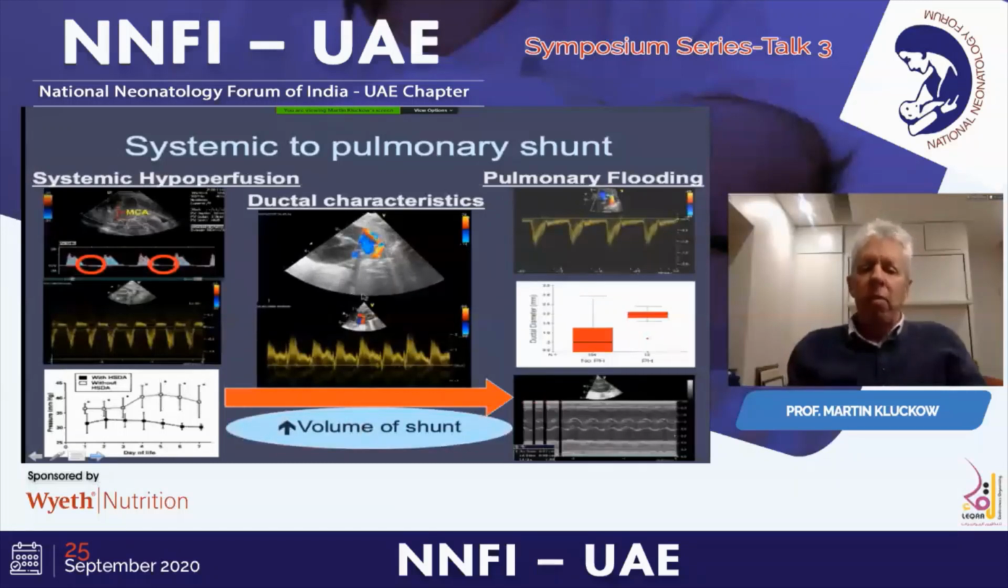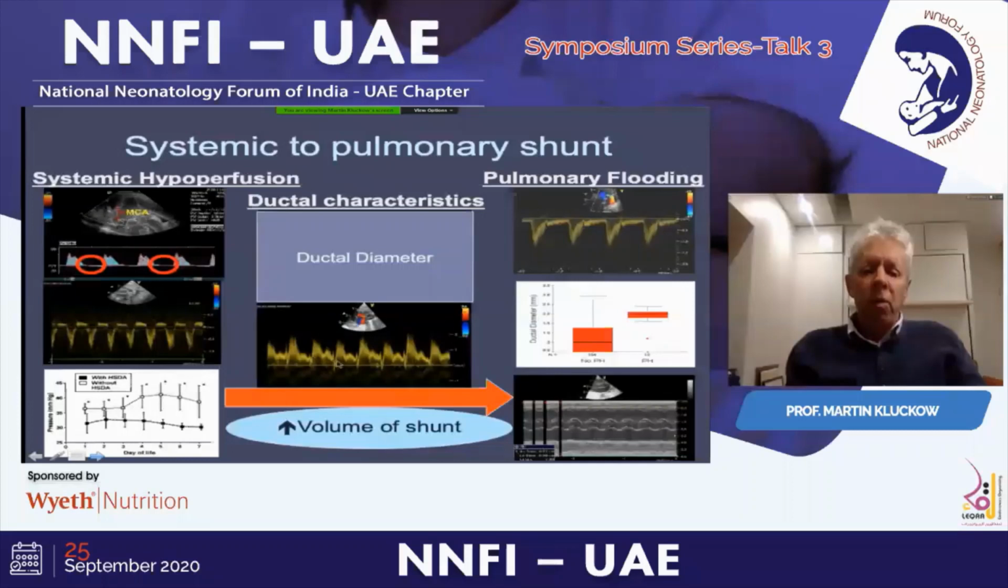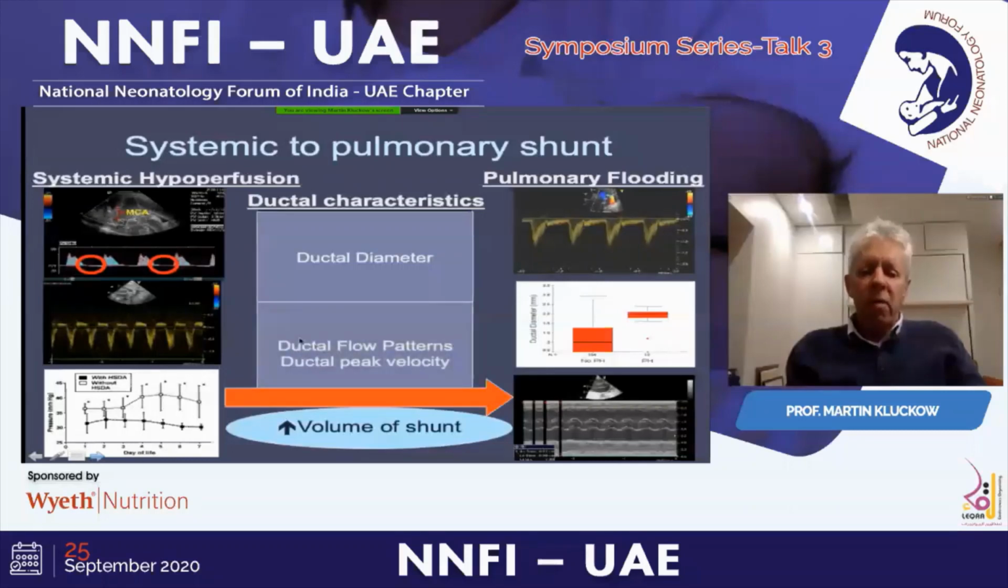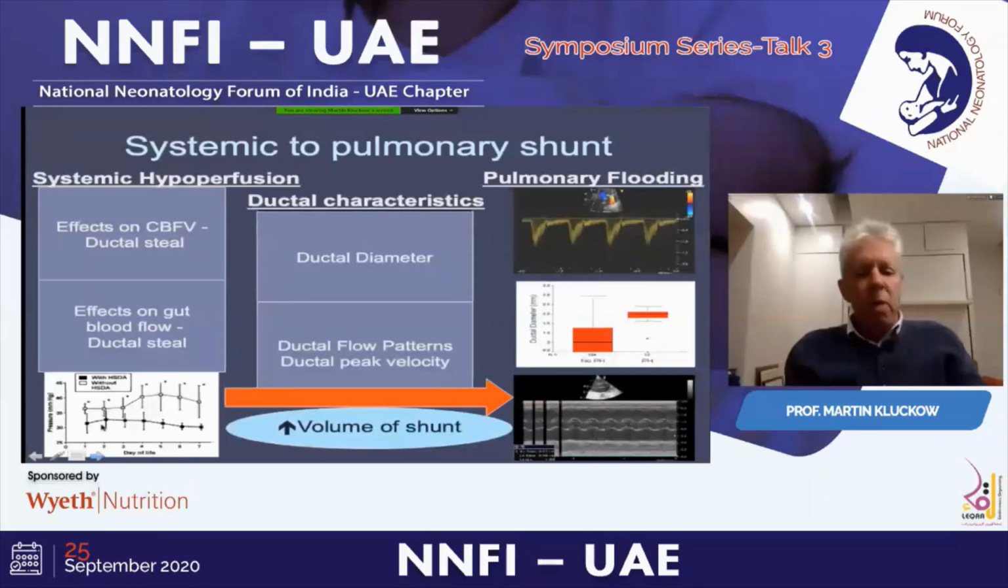So we're stuck with some intermediate parameters, and they include things like the diameter of the ductus arteriosus itself. And clearly, the bigger the pipe, the more that can flow down. So the diameter has some relationship to the volume of shunt. We also can look at the flow patterns in the ductus arteriosus, which have some predictive value for significant PDA. Then we can look for evidence of systemic hypoperfusion, whether it be effects on cerebral blood flow with ductal steal, whether it be effects on the gut and lower body blood flow with reverse flow in diastole in the descending aorta, or it may be evidence of babies with low blood pressure, so hypotension.